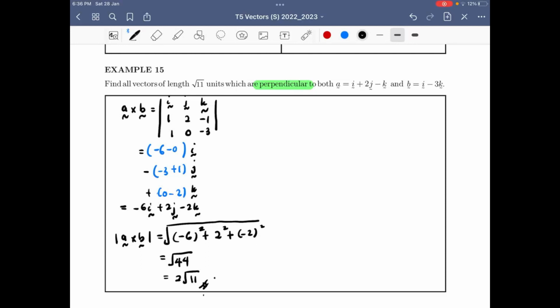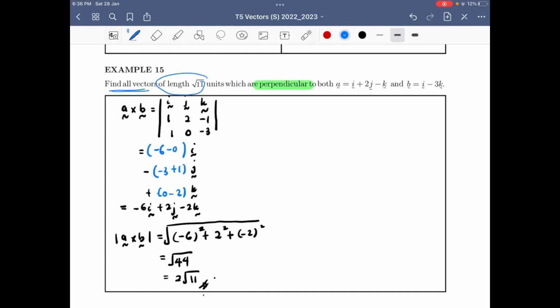And then, okay, let U be a unit vector which is perpendicular to both A and B. So we need to find the unit vector. Why do we want to find the unit vector? Because the question asks us to find all vectors of length 11 units. So we need to find a vector that is in the direction of the unit vector.